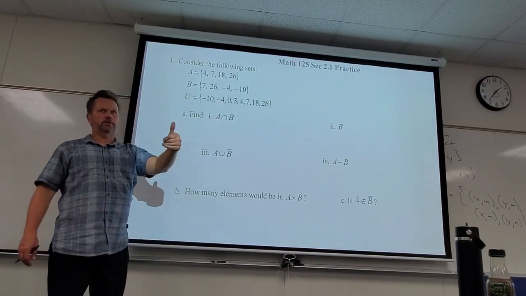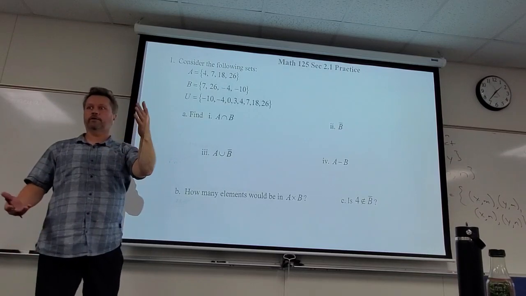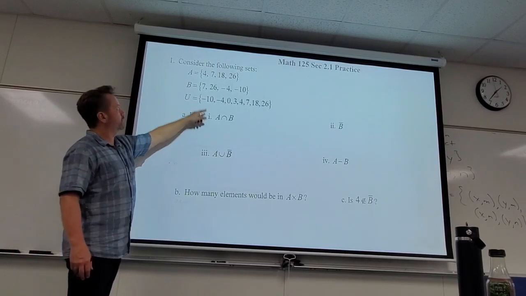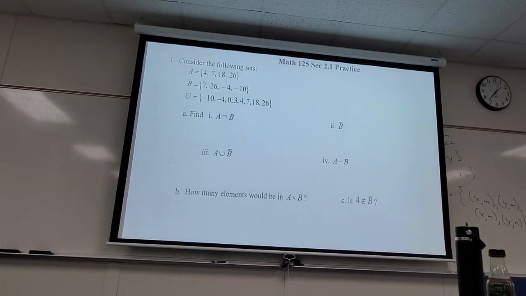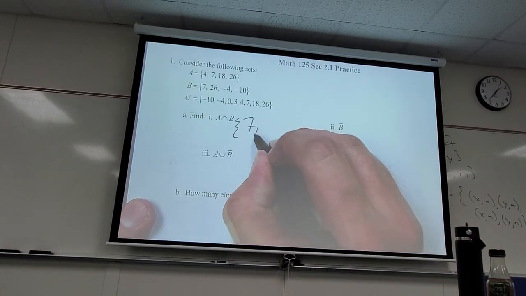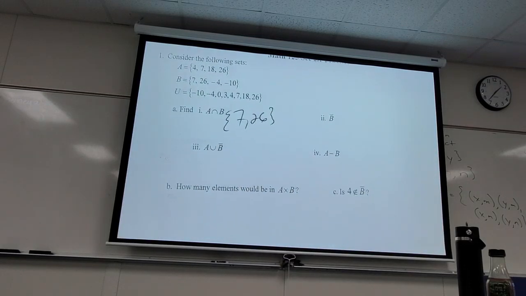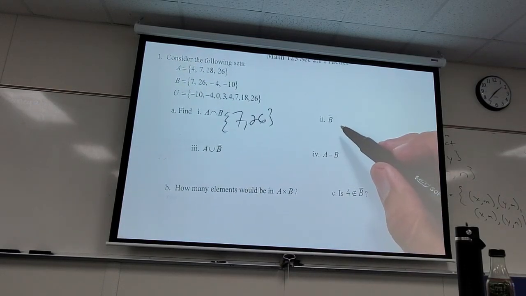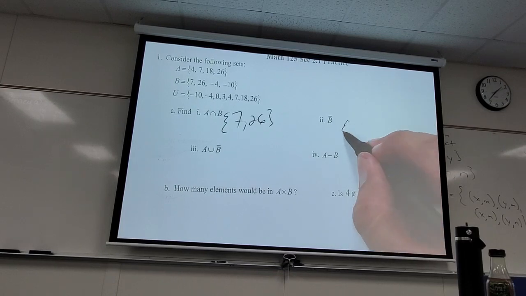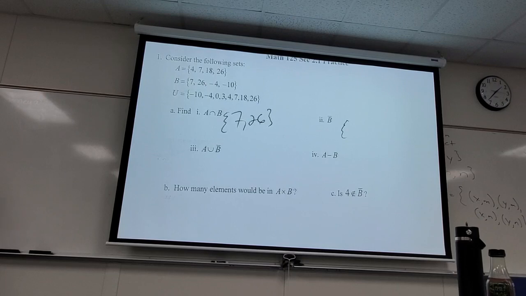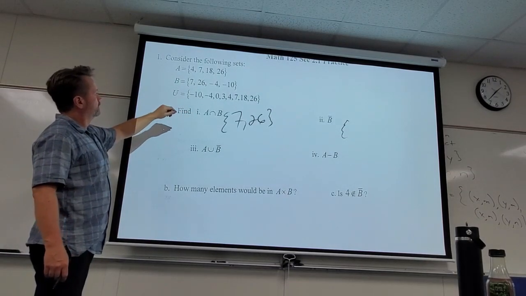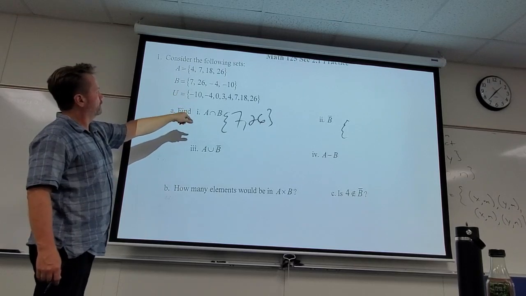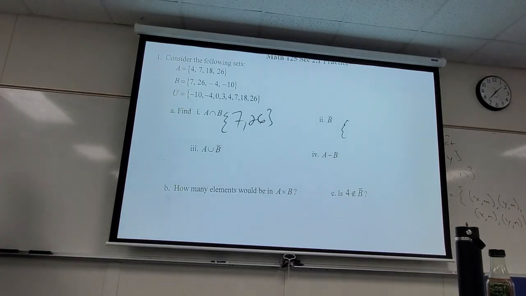Intersection's very straightforward. Intersection is great, because it's just what's in common. So what'd you guys get for the intersection of A and B? 7 and 26. That one's beautiful. That is whatever's in both, right? What's not in B? You have to know what the universe is so you know what could have been in B. So you know what ended up not being in B. So what ended up not being in B? 0, 3, 4, and 18. I love it.